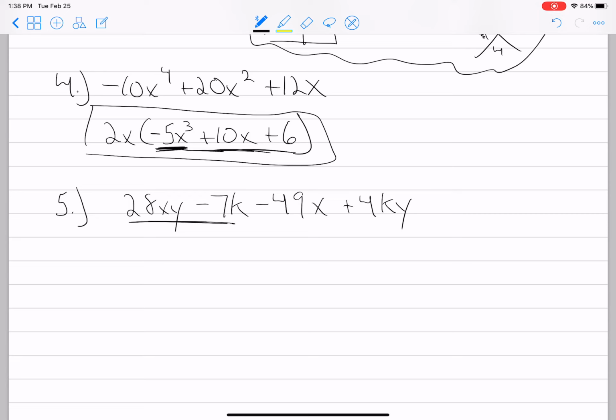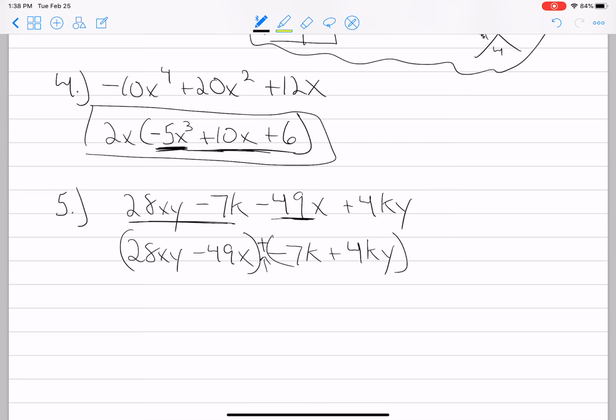These have k's. This has an x. These have k's and y's. I'm probably going to want to put my x's together and my k's together. That probably makes sense. So let me just try that. 28xy minus 49x. Oh, yeah, that's going to work out pretty. Minus 7k plus 4ky. Put these here. Put these here. Put my plus in between. That plus is very important.